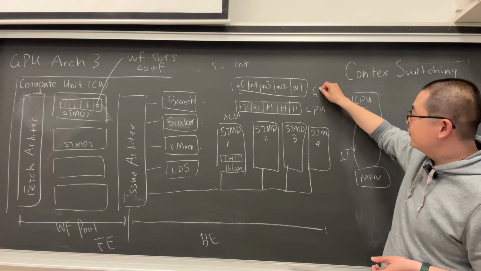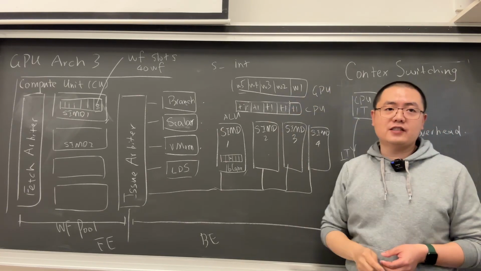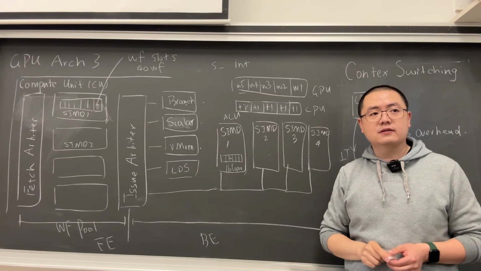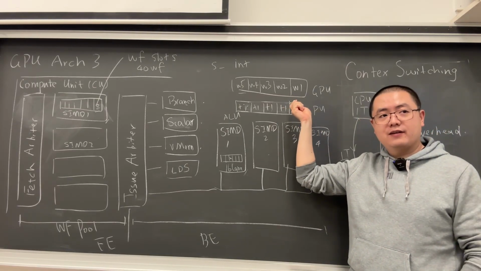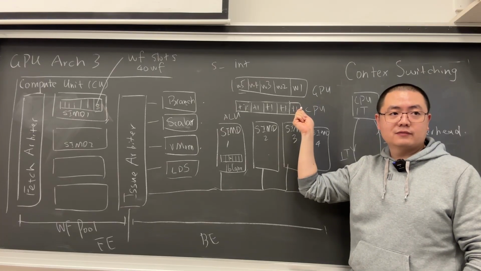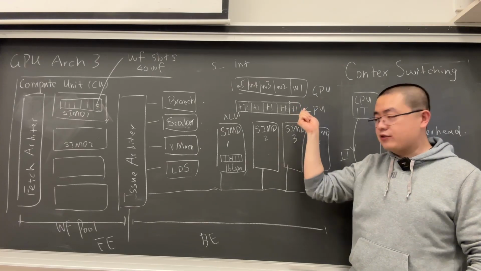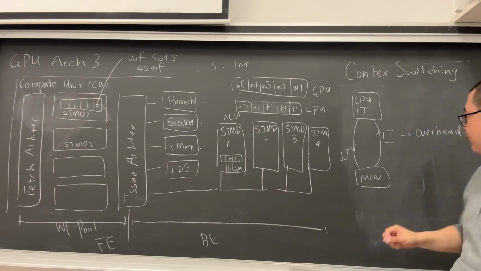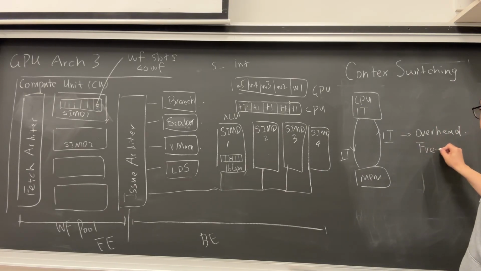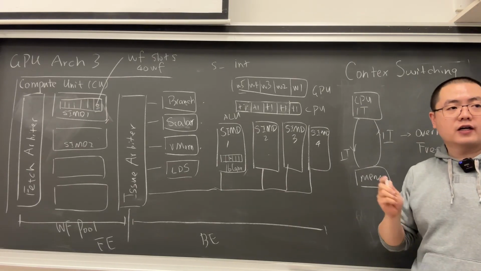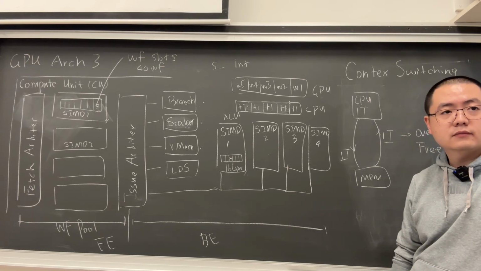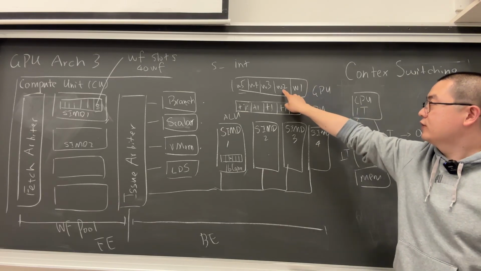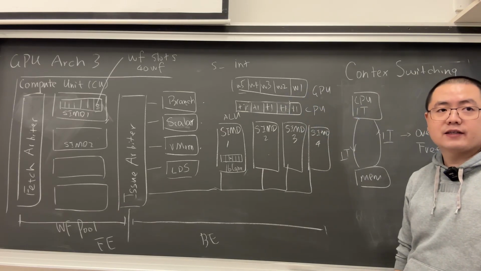This is the GPU way. There are different instructions, but from different wavefronts, or different warps. Okay? So context switching is happening every cycle. Right? So that's why context switching in a GPU is overhead free. There's no overhead for context switching in a GPU. Switching from one warp to another warp happens at every cycle, so there's no overhead.